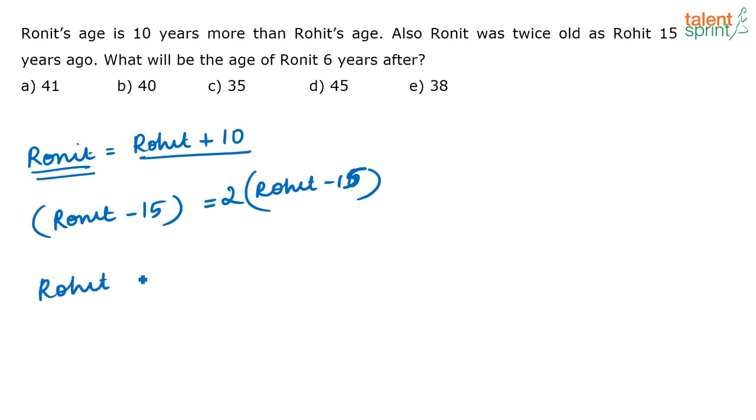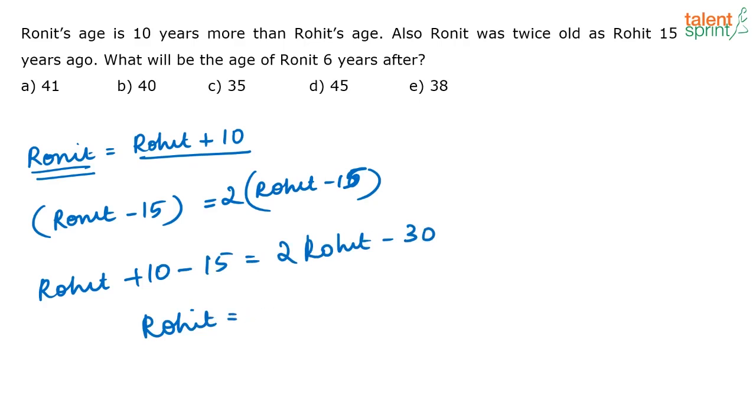You have Rohit's age plus R plus 10 minus 15, that is equal to 2 into Rohit minus 30. So if you solve for this, you will get the present age of Rohit. You will take it this side, so it will become Rohit. Here you have 30 plus 10, 40. 40 minus 15, that is equal to 25. So the present age of Rohit is 25.